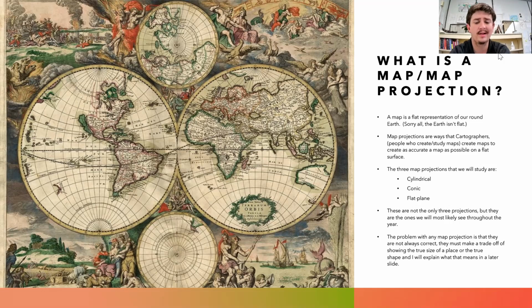The problem with maps is that they're not always right. To create these map projections, to take a sphere like the Earth and put it on a flat surface, you lose something. Usually you lose the true size of a place or the shape of it. So like the shape of a country's borders might change depending on what map you use. So that's why I say that the maps aren't always right. And I'll show you what that can look like here in a minute.